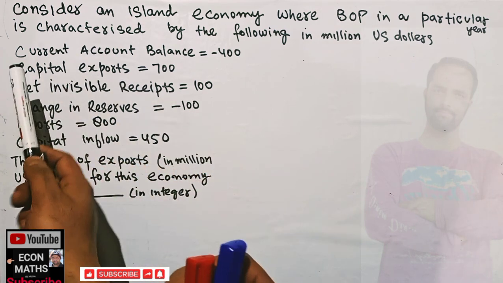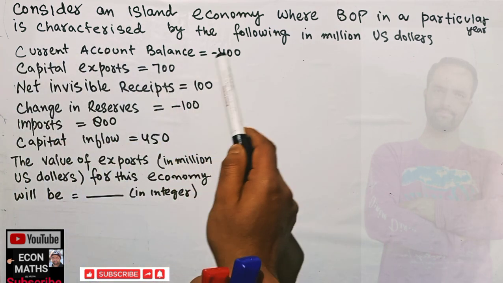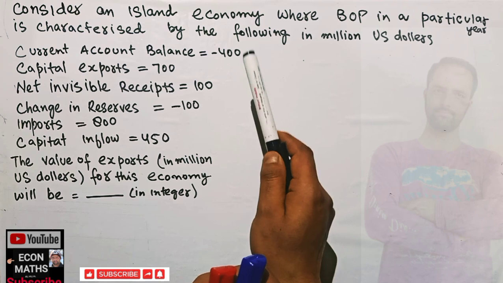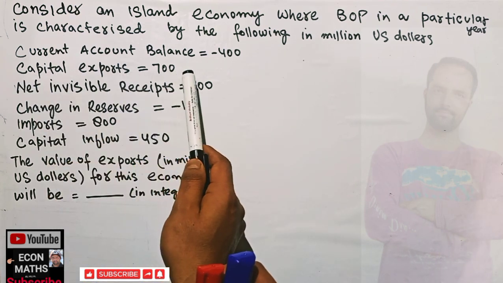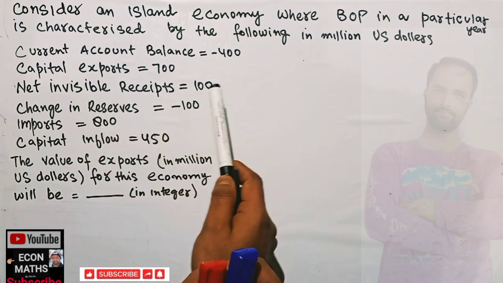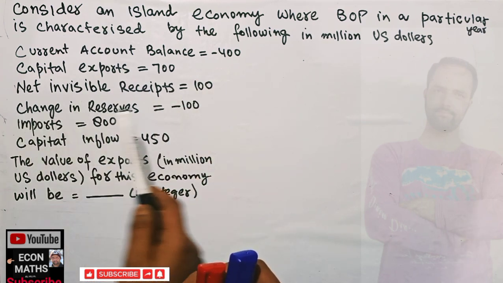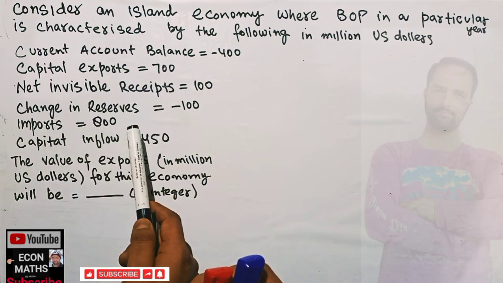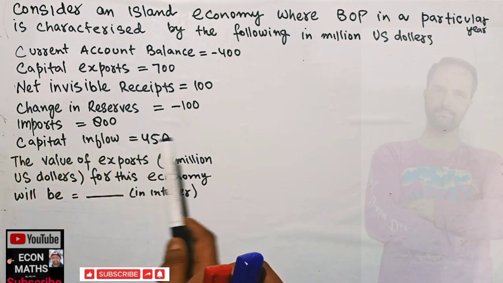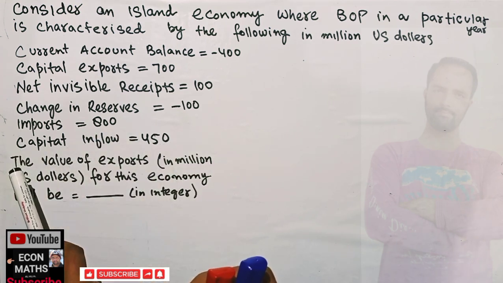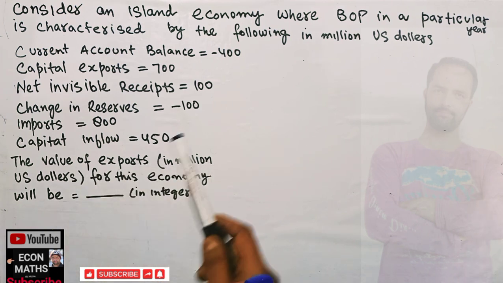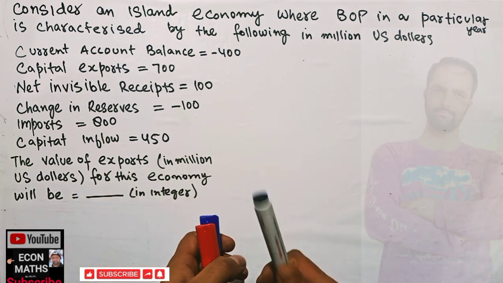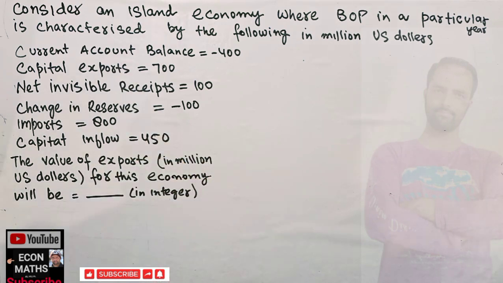What are the figures? Current account balance is minus 400 million US dollars. Similarly, capital exports is 700 million dollars. Net invisible receipts is 100. Change in reserves is minus 100, imports is 800, capital inflow is 450. The value of exports in million US dollars for this country is what we have to find from the given data.